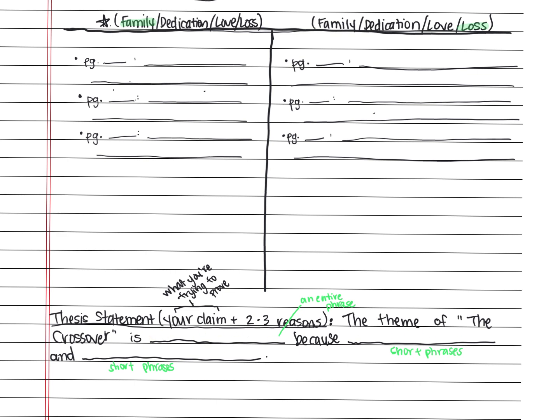So if I'm saying that the theme of the crossover is loss because it requires sacrifice, or the theme of the crossover is loss requires sacrifice because Josh has to cut his hair in order to satisfy a bet, and Josh plays in the playoff game even though his dad is sick.